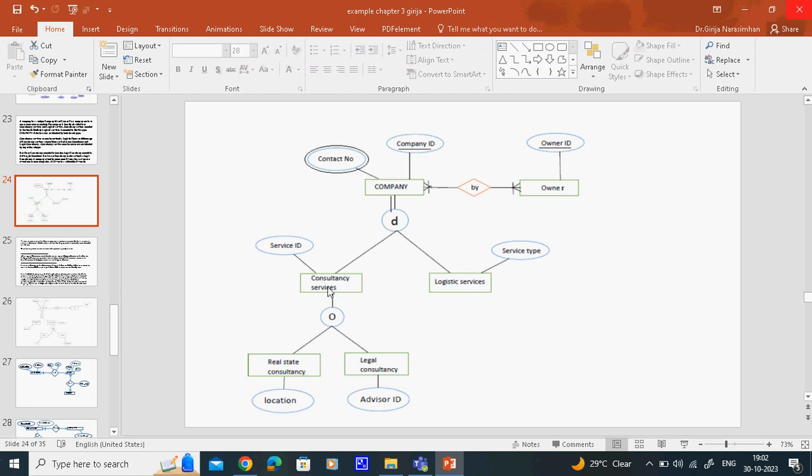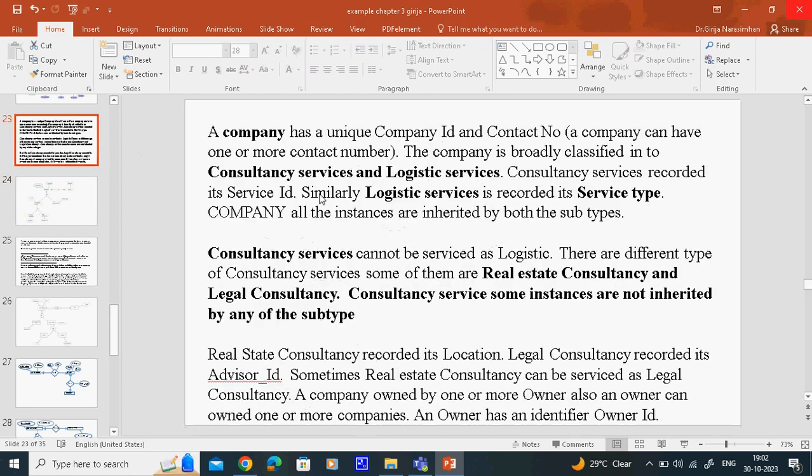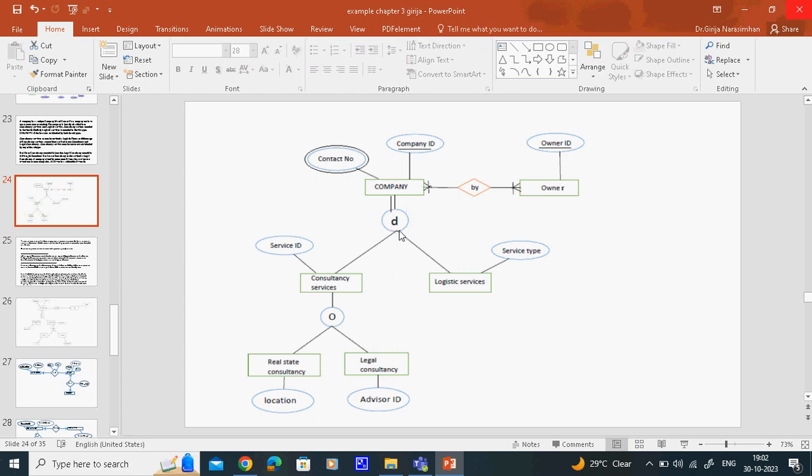This is called specialization. Whenever we use the oval, that is one round circle, inside the circle we mention D. What is called the D? That is what we call membership. Now we can explain. The consultancy service is recorded in the two broadly classified, and each one is not related. That means D means disjoint, not related. Consultancy is entirely different from logistic. In that case we say D, disjoint.